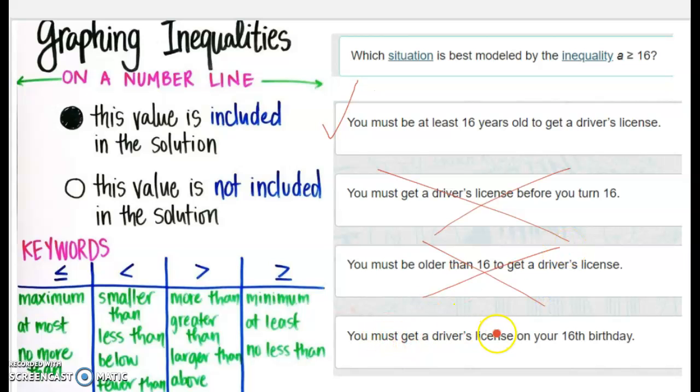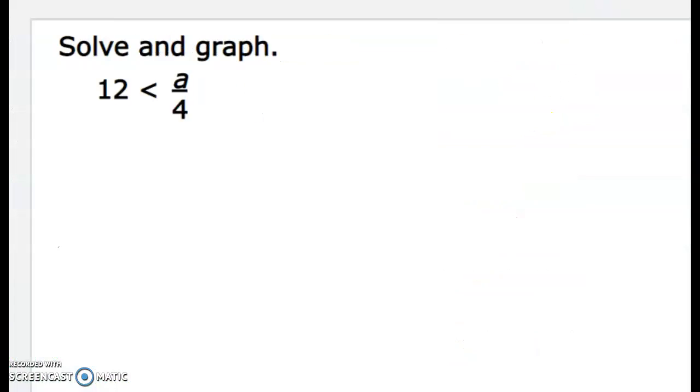And you must get a driver's license on your 16th birthday. Well, wait a minute. What if I don't know how to drive by the time I'm 16? I can't get one when I turn 17 or 18. Plenty of people get a driver's license after 16. So this one does not work either. So the correct answer was the first one. It's super important that you read your chart to understand how to figure out which situation matches the inequality.